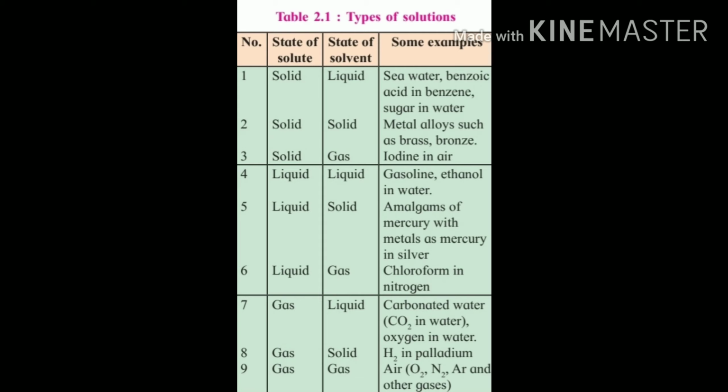Next, the solute and the solvent both are in solid state. The example that they have given here is metal alloys such as brass and bronze. We know that alloys are a combination of a metal with a non-metal, right? So brass and bronze both are a combination. Now, brass is a combination of copper and zinc, and bronze is a combination of copper with any other metal. So both are in solid state, whether it is going to be your solute or solvent.